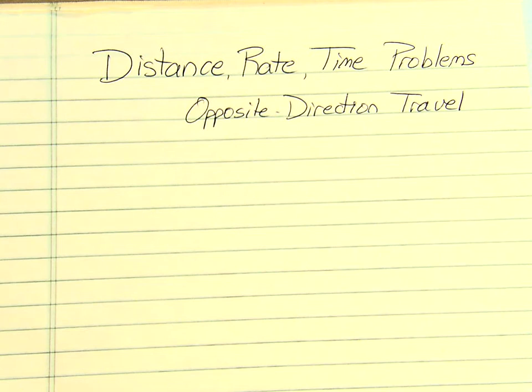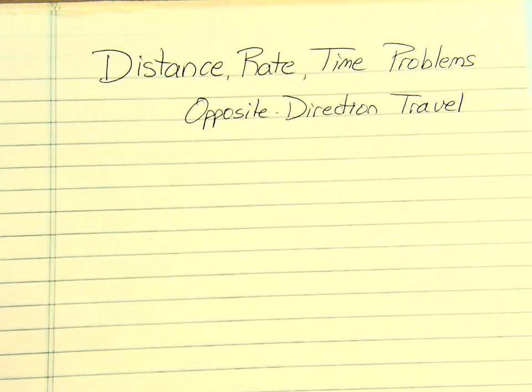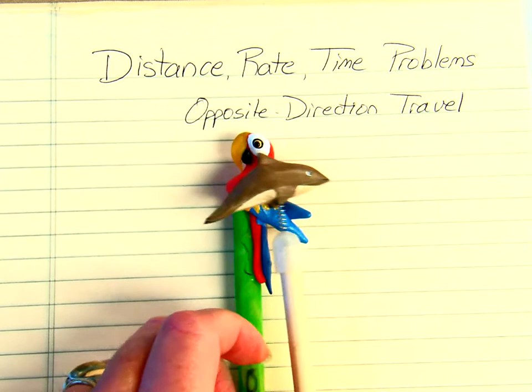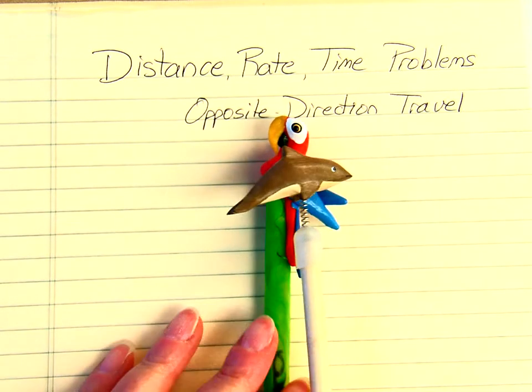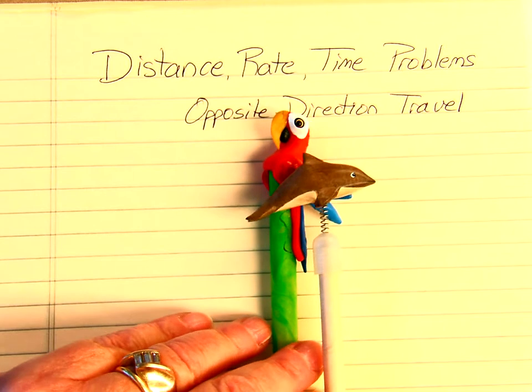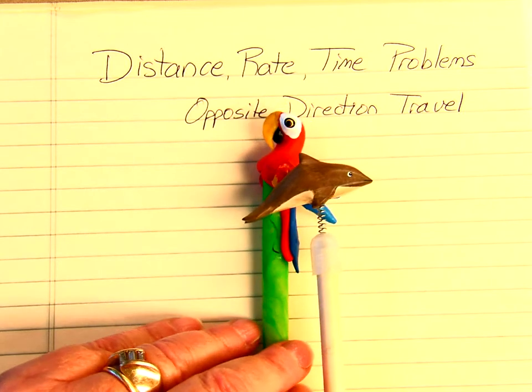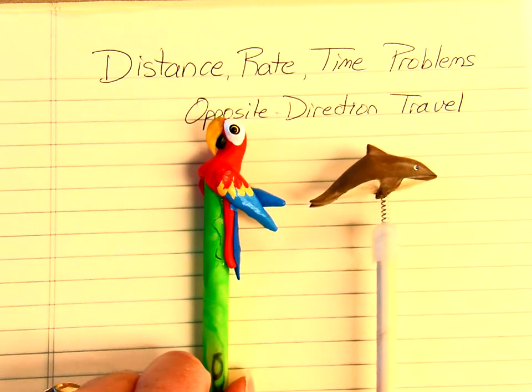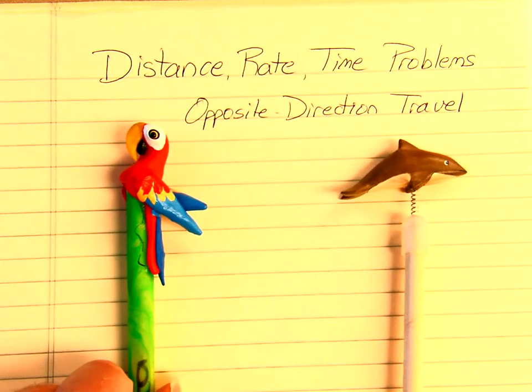Okay, so this is the third of our 3 travel type questions. In this lesson, we're going to talk about opposite direction travel, which means that you start off in the same location. Here we are together, okay? We're probably by the ocean, and this guy's gonna fly inland. Here I go, I'm flying, and this guy's gonna swim out to sea. We're going in opposite directions.